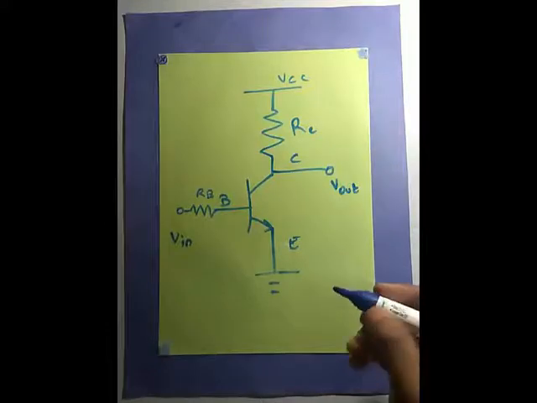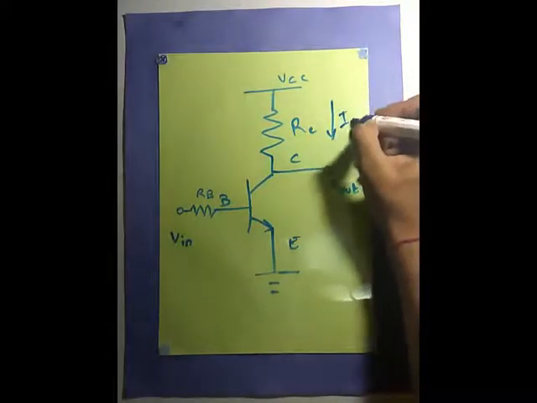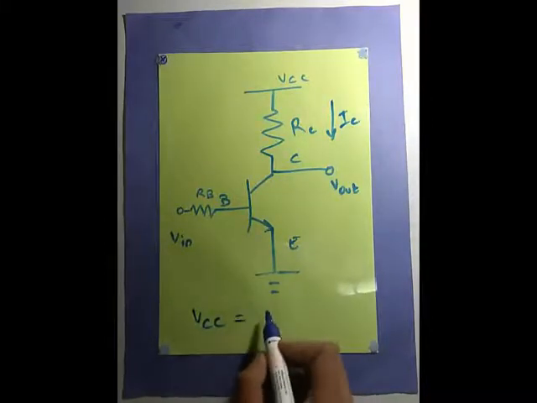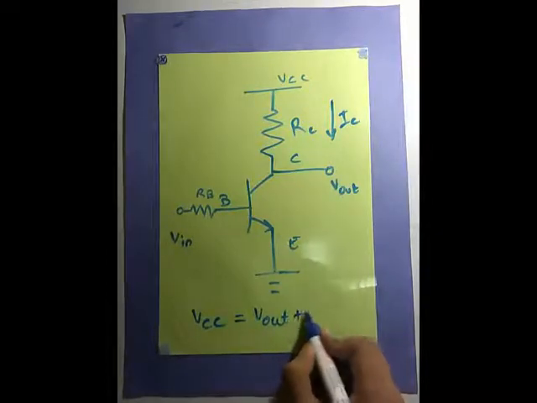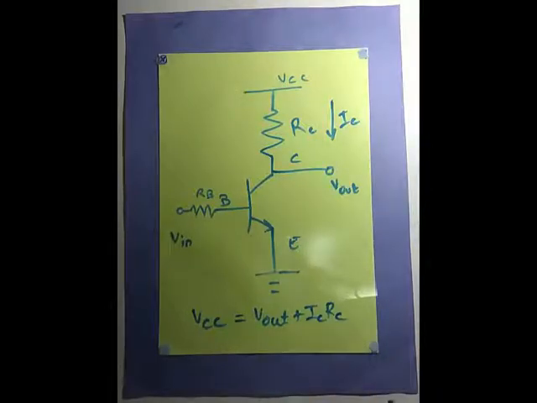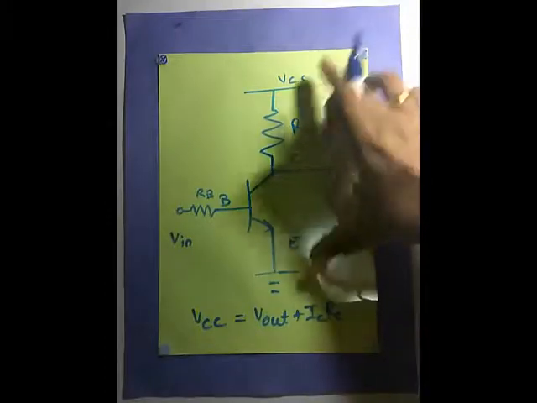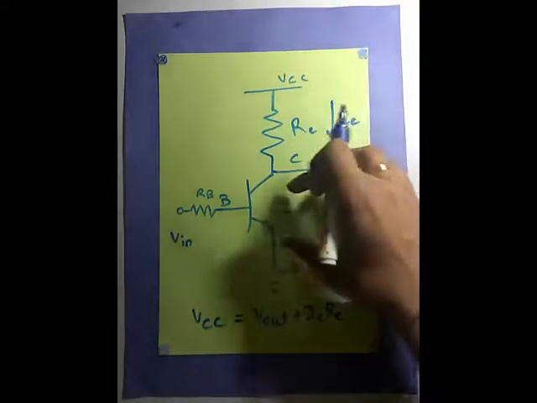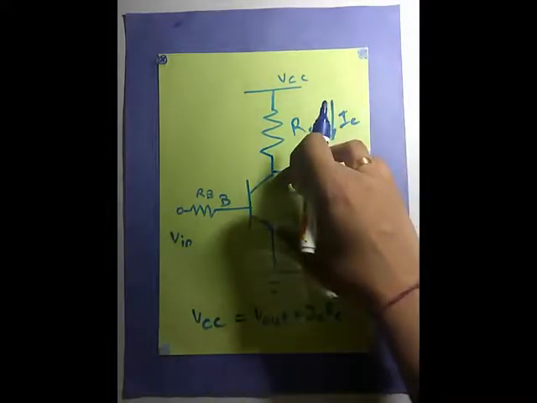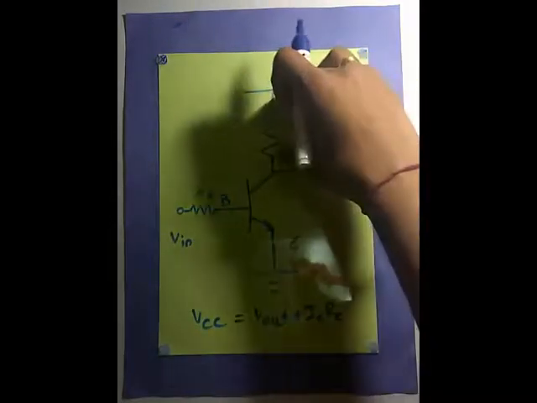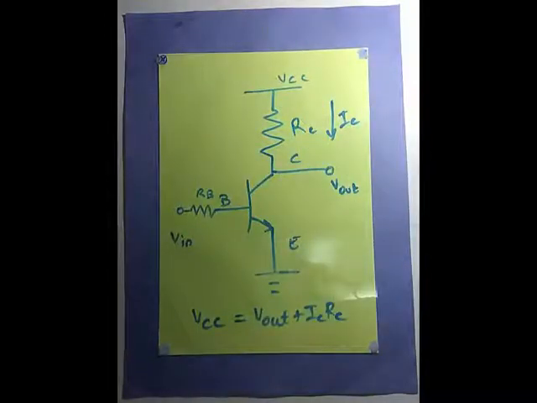So we can consider the output side as VCC is equal to Vout plus IC RC. Now the voltage VCC, which we can see over here, is equal to output voltage, which is basically the voltage across the transistor, VCE, plus the ICRC, the voltage drop across this resistance. So this is the basic output side equation which we get.